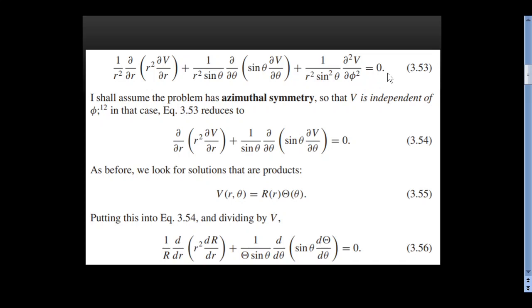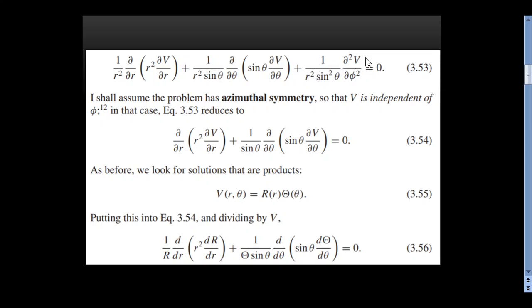I shall assume the problem has azimuthal symmetry, so that V is independent of phi. In that case, the Laplace equation, which depends on the three variables r, theta and phi, is converted into a two-dimensional problem. That means the Laplace equation in two dimensions depends upon r and theta only. It is independent of phi, and that is called azimuthal symmetry. So in our problems, we are going to consider azimuthal symmetry and convert this Laplace equation in 3 dimensions to the Laplace equation in 2 dimensions.